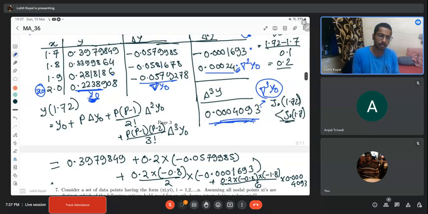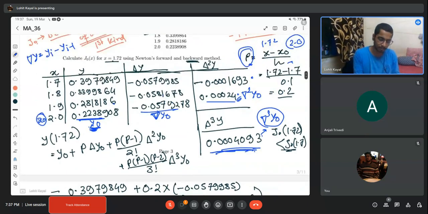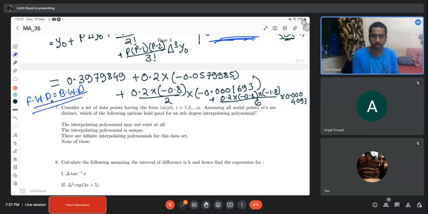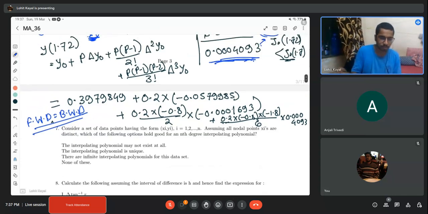The table is already constructed. You just need to change the definition of p here. Change the x, change the x naught, and your h will remain constant. And kindly do the calculation. You will find that from the forward method and from the backward method, you will get exactly the same answer. So let us move on to the next question, question number 7.